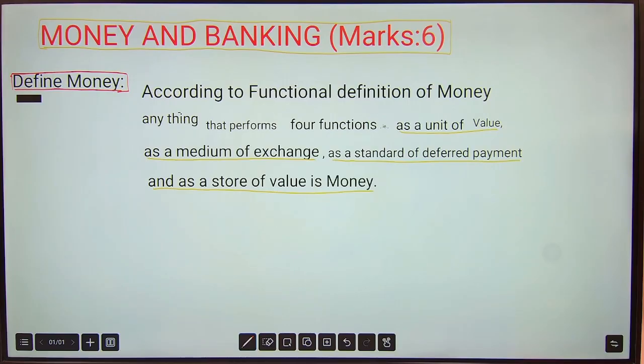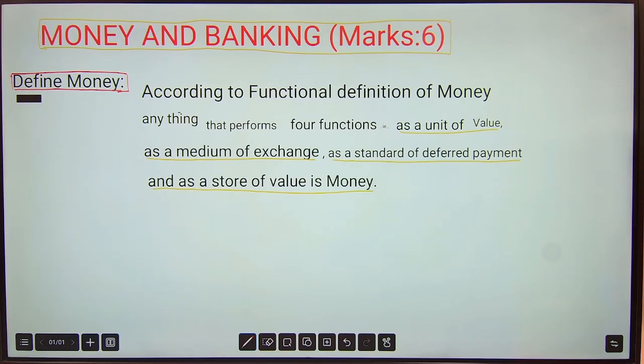You can always measure one commodity in terms of another, and you can also find out which is more expensive and which is cheaper. For example, a pen is cheaper, just ₹50, and a car is expensive, it might be 5 to 10 lakh rupees. That is unit of value. As a medium of exchange, these days you can exchange any commodity with money. If you have money, you can buy a pen, a car, a house, clothes, sweets. Money will exchange anything in the market.